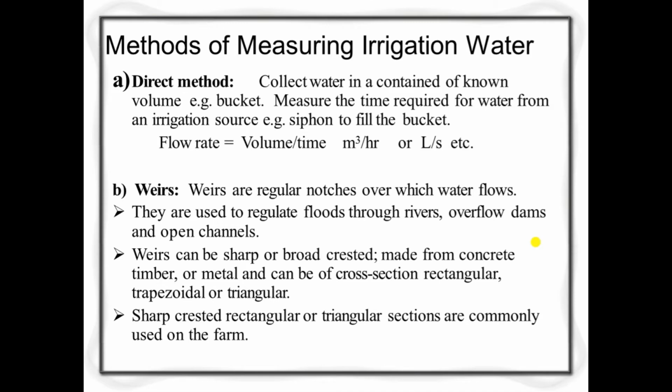Now, there are two methods of measurement of irrigation water. One is the direct method.